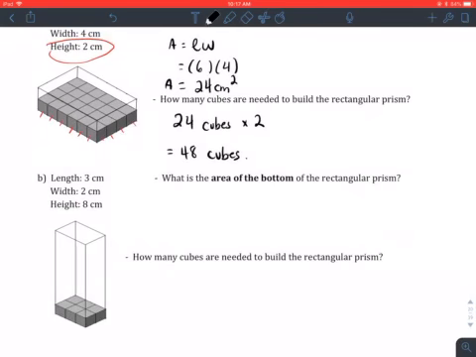Okay, part B, our dimensions are listed there, so a length of 3, a width of 2, and a height of 8. And we could look at the area of the bottom of this prism. So again, area is going to be length times width, and we have dimensions of 3 cubes by 2 cubes. That makes up the base. And again, they are centimeters, so I have an area of 6 centimeters squared.